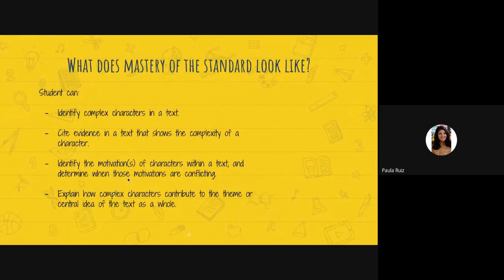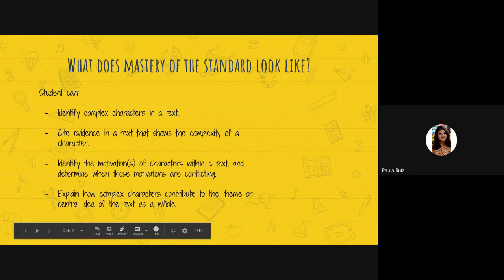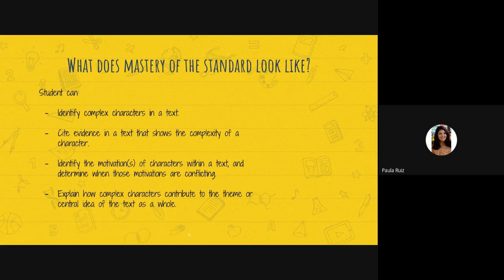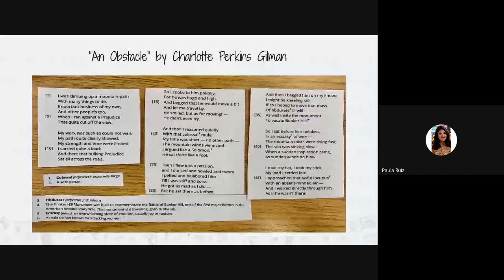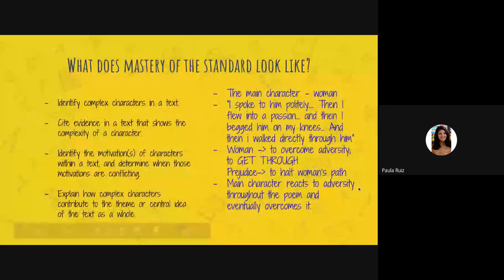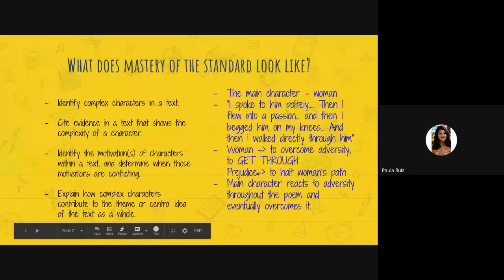And what is the motivation of the man in the story Prejudice? It's to stop the woman and halt her path. Okay. And then lastly, explain how complex characters contribute to the theme or central idea of the text as a whole. All right, so now that we're at the end, I can go to this. This is kind of where I put all of the answers. But, so explain how complex characters contribute to the theme.